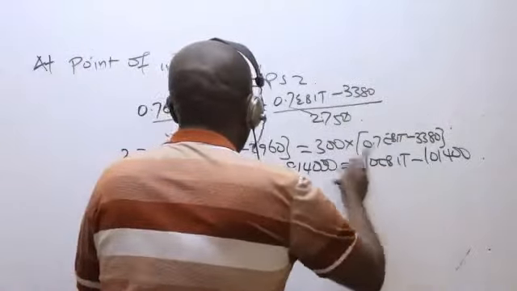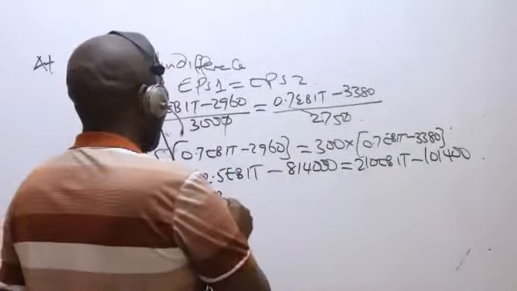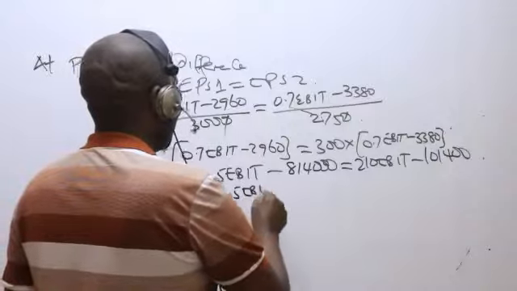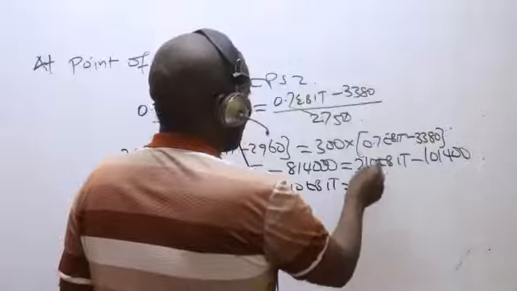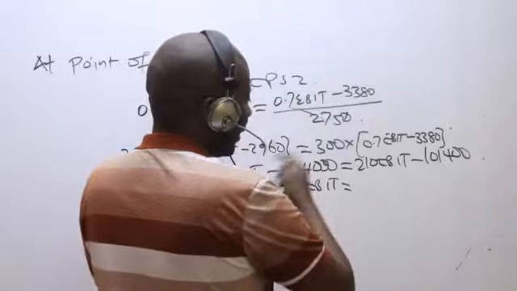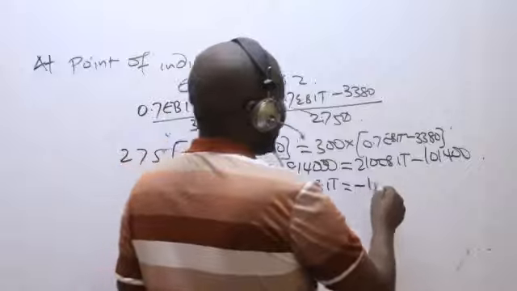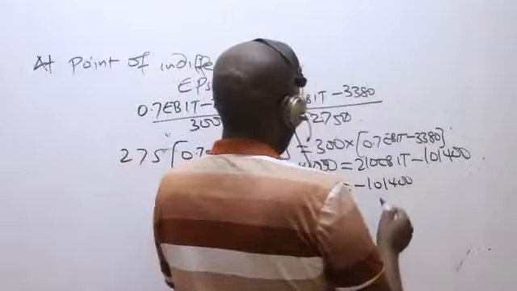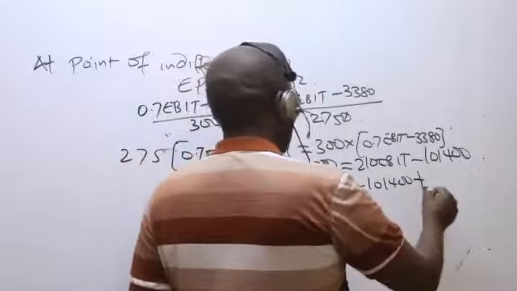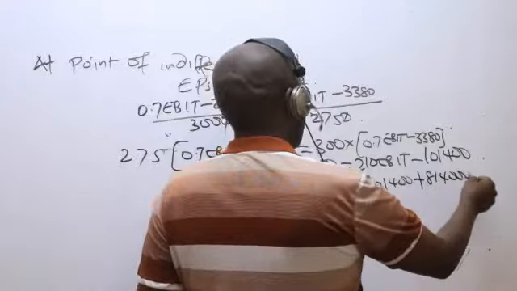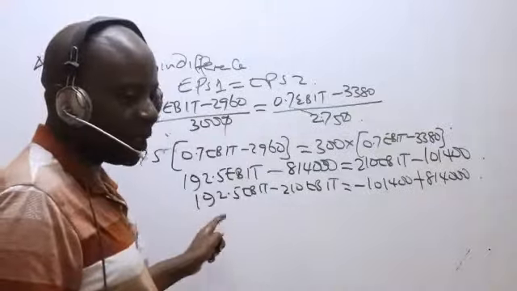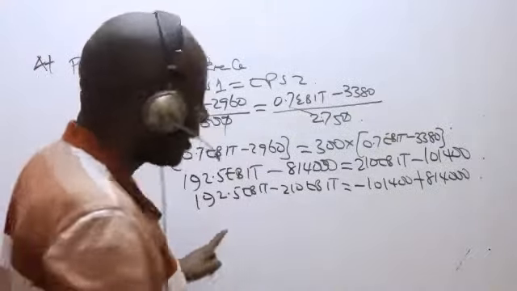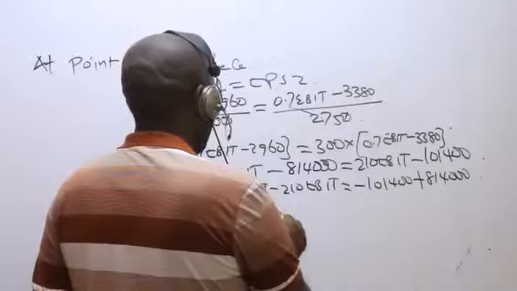EBIT terms, these are lovers, put them together: 192.5 EBIT minus 210 EBIT. This one, when it crosses over, of course, we expect the sign to change. Equals minus 101,400. This one going the other side becomes plus 814,000. So then this minus this will give me what figure, ladies and gentlemen? Minus 17.5 EBIT.